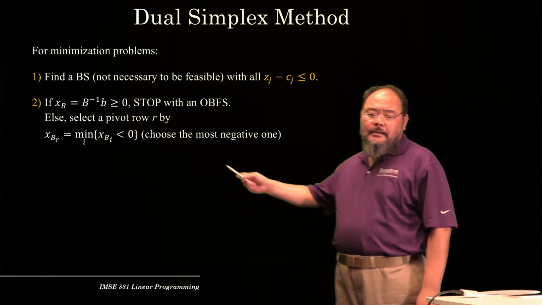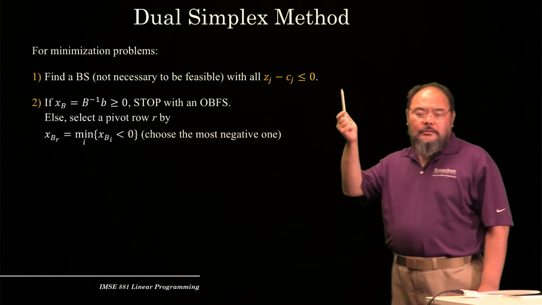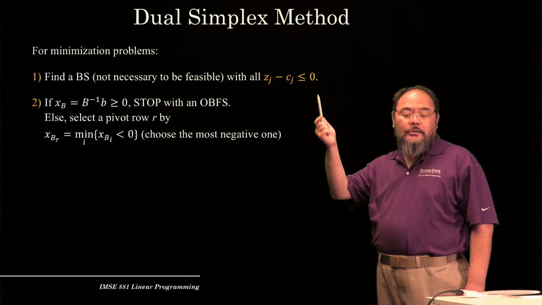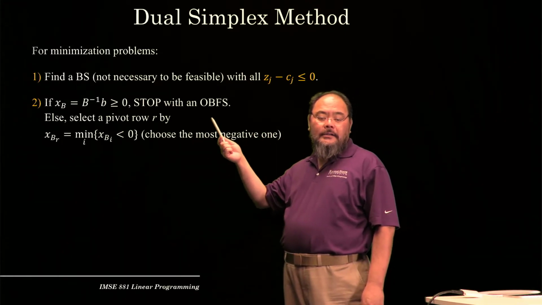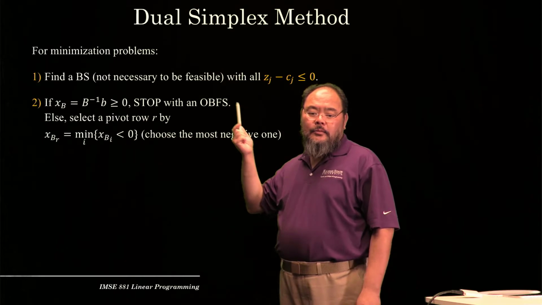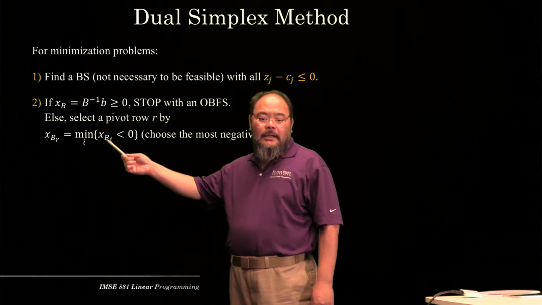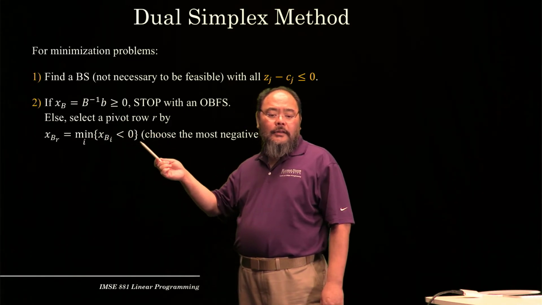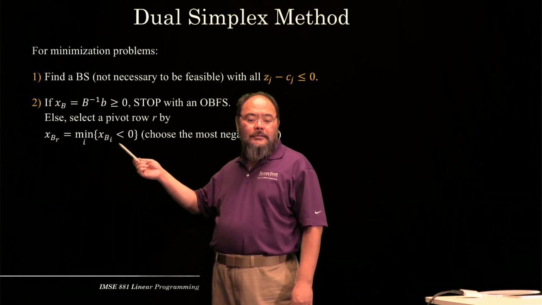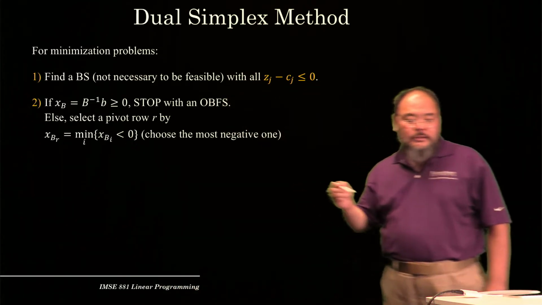If the right-hand side is all non-negative, and all the row 0, zj minus cj, are less than or equal to 0, then the right-hand side is feasible, greater than or equal to 0. Then we stop. We know we're already at the optimal. If not, select a pivot row r with the most negative entry, which is the minimum of xbi among those less than 0. Choose the smallest, most negative one.